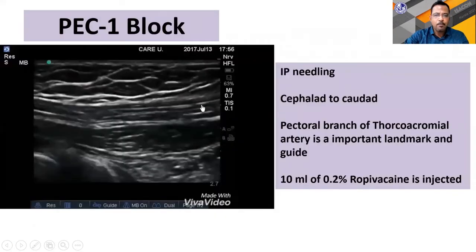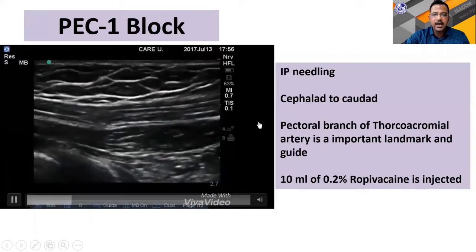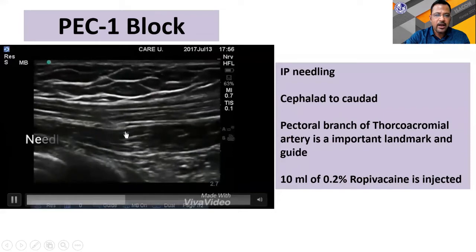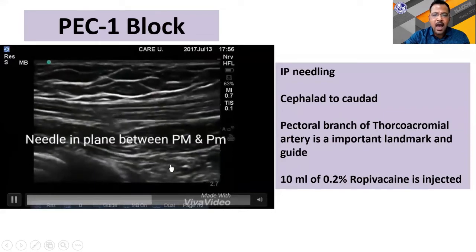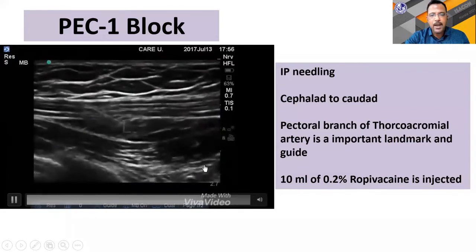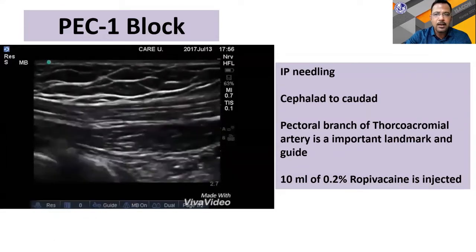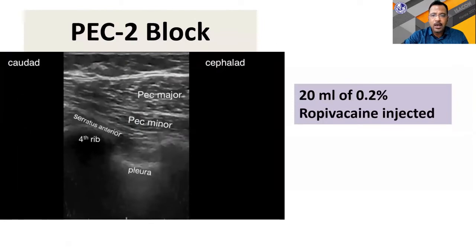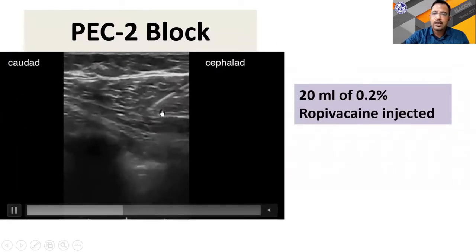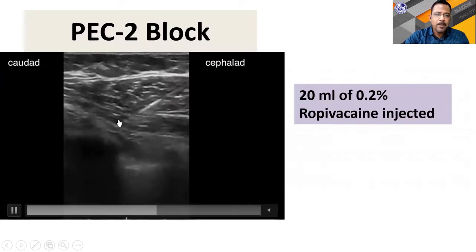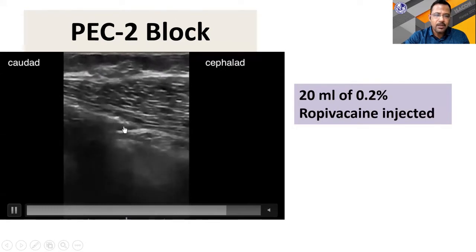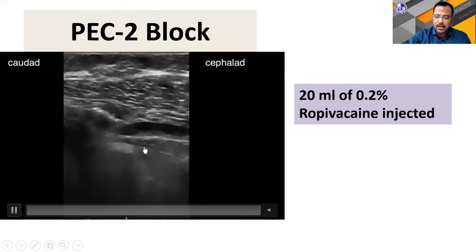Now, this is a PEC-1 block. In-plane needling is done from cephalad to caudad. You can see the pulsating pectoral branch of the thoracoacromial artery, which is an important landmark. And as I inject the drug, I will unzip the plane between the PEC major and minor muscle. Coming to the PEC-2 block, at the level of third and fourth rib, 20 ml of 0.2% ropivacaine is injected between the PEC minor and serratus anterior muscle. And as I start injecting, I will unzip the plane between the PEC minor and the serratus anterior muscle.